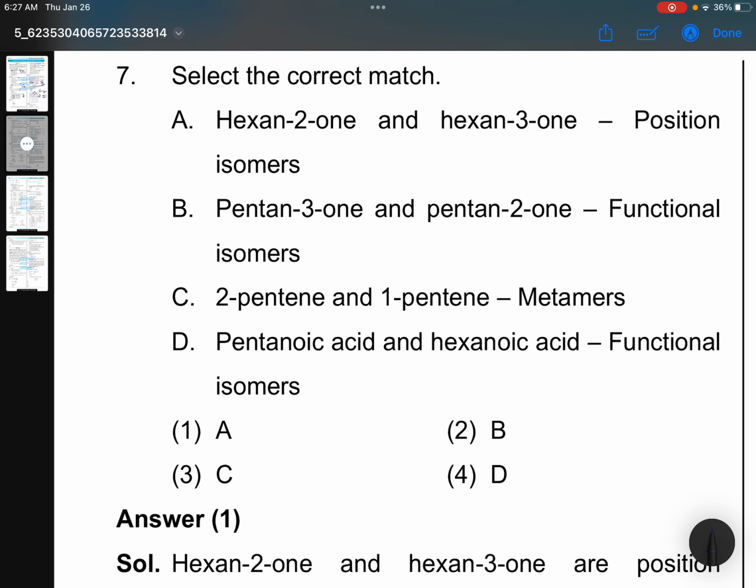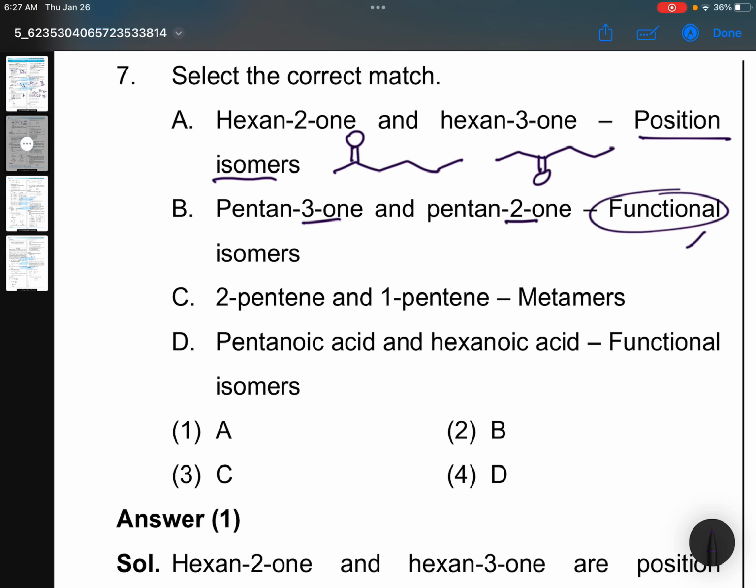Hexan-2-one, hexan-3-one: position isomers. Actually, if the term is given as metamers, then these should be called best as metamers. Okay. We don't know what is actually given because this is memory based, so we need to accept. Pentan-3-one, pentan-2-one: functional isomers. So this is absolutely wrong. 2-pentene, 1-pentene: metamers. No. Alkenes are not considered as metamers. They are position isomers only. Position only.